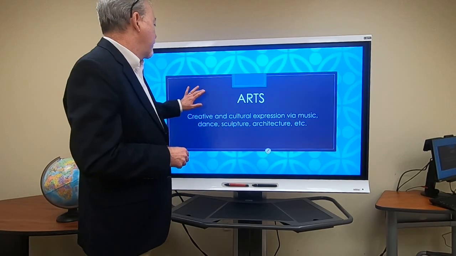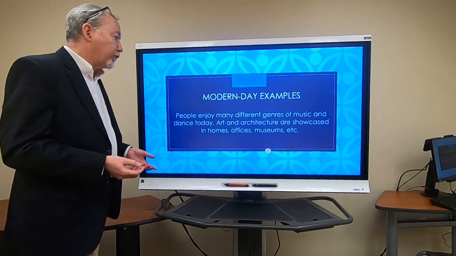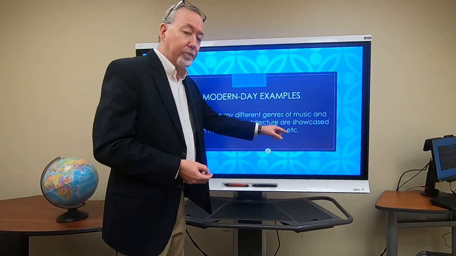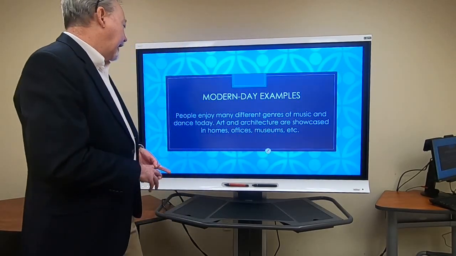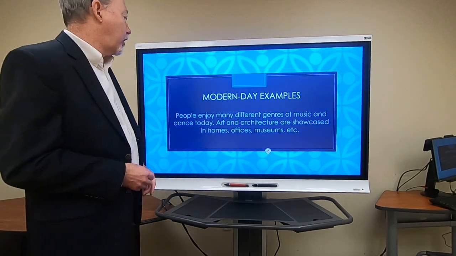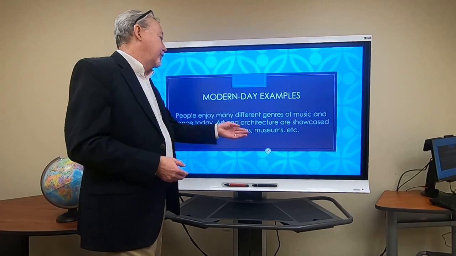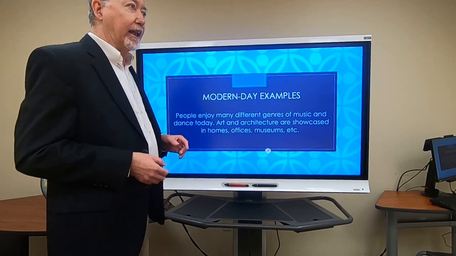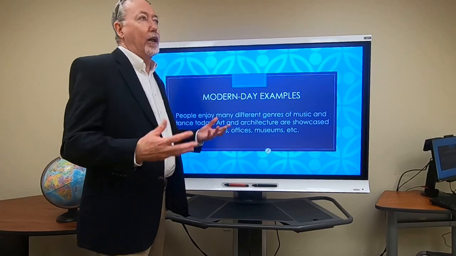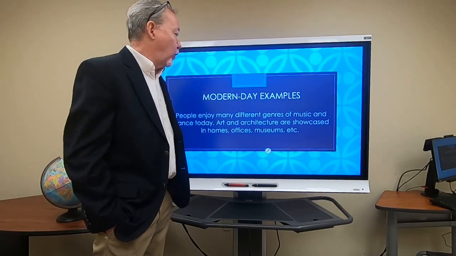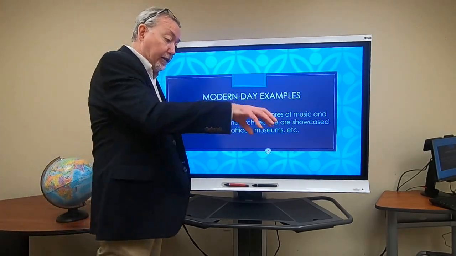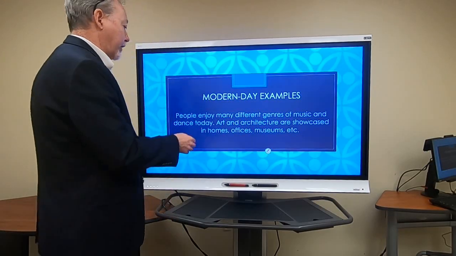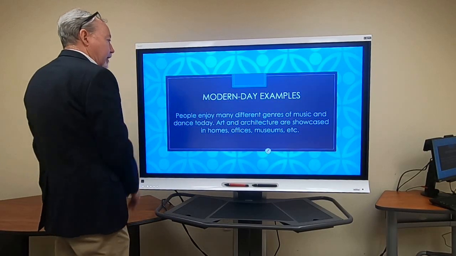So, arts. Modern day examples, of course, many different genres of music. That means different types of music and dance. Art, architecture, we just talked about. There are museums that have paintings hanging in them, but guess what? The museums themselves are works of art in many cases. It's wonderful. And they're all different in each different country you go to, each different civilization.